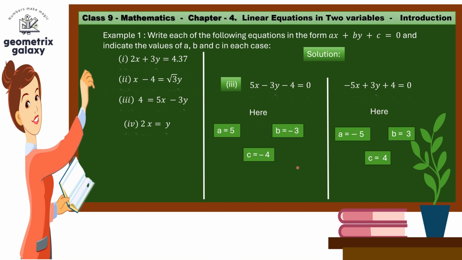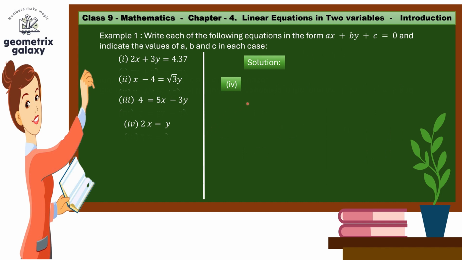Fourth subdivision is 2x is equal to y. Now it can be written as 2x minus y plus 0 is equal to 0. Here a takes the value 2, b takes the value minus 1 and c takes the value 0.